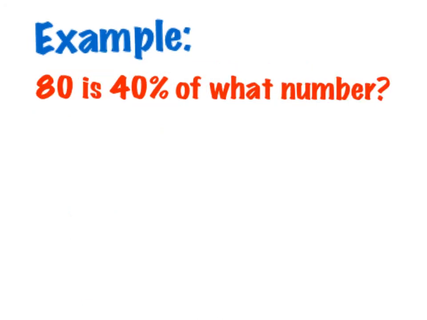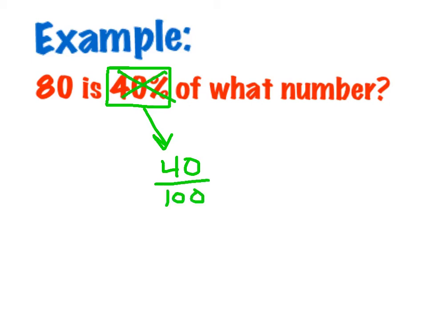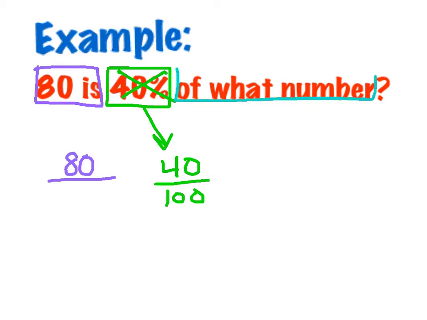Well, what happens if I change this up a little bit? Instead of solving for the is, I'm going to solve for the of in this case. So once again, as a proportion, I'm going to look for the 40% first. 40% will be written as 40 over 100, and then I can ignore the percentage since I've used it already. Then I look for the is. In this case it says 80 is, so it's 80 over, because it's is over of, and it's of what number? So that's going to be my x value, that's my unknown.